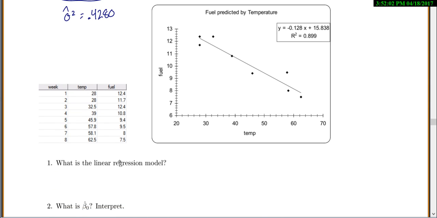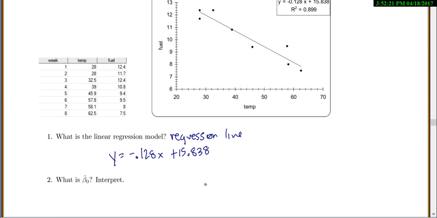So first, what is our linear regression model? That's just asking what's the regression line. This is possibly one of the easiest questions I can ask you because all you have to do is copy it down from the graph. So y equals negative 0.128x plus 15.838. What is your estimate of the intercept?